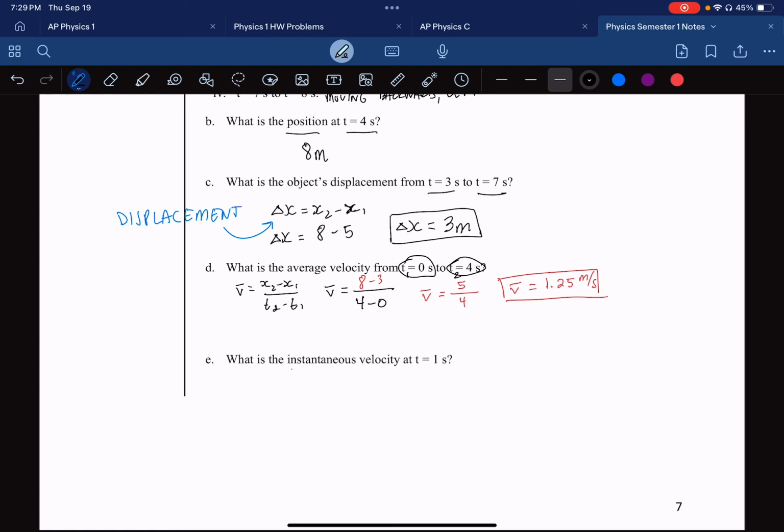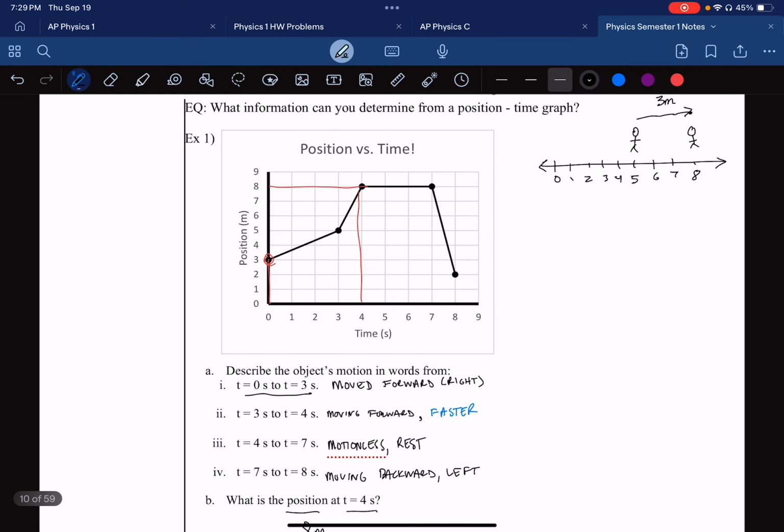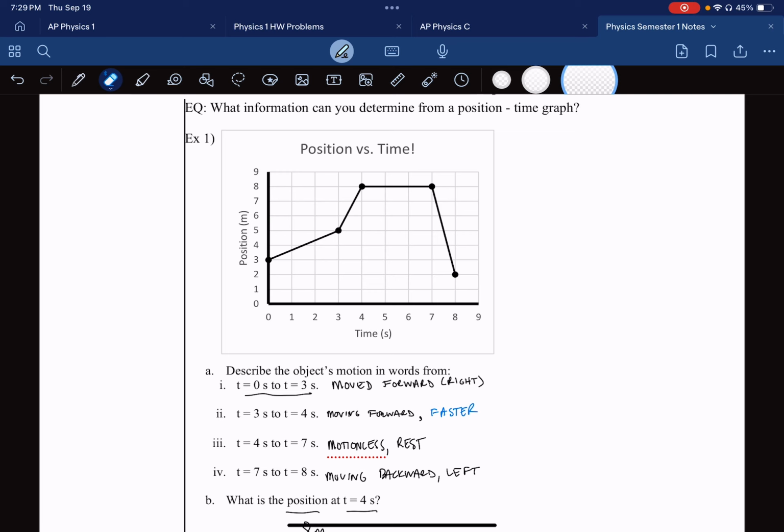Okay, the last one. What is the instantaneous velocity? What we do here is we figure out the slope. And what I really mean is, what is the rise over run? Let me make this brighter. What is the rise over run? So I'm going to go back to the graph. Before we answer that question exactly, let me just erase all this, just remembering the concept of slope.